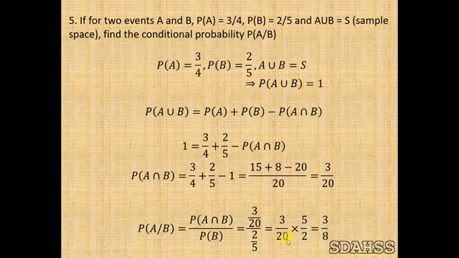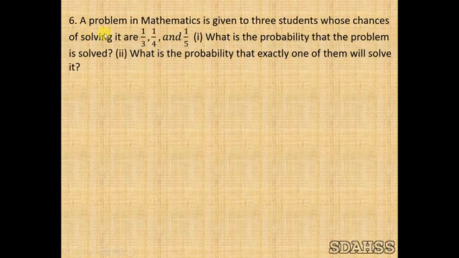So 3 by 4 into 2, 8. 3 by 8. Sixth sum. A problem in mathematics is given to 3 students whose chances of solving it are 1 by 3, 1 by 4 and 1 by 5. What is the probability that the problem is solved? What is the probability that exactly one of them will solve it?